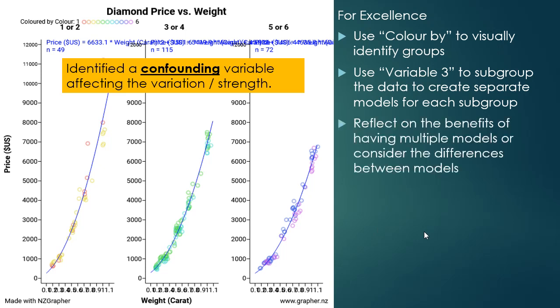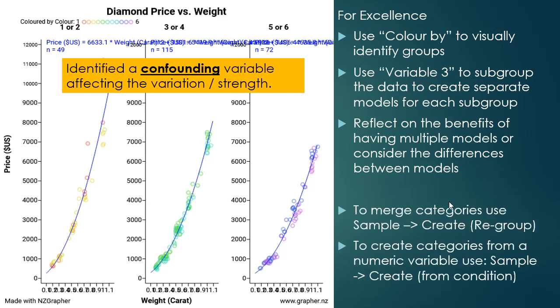So for excellence, we want to reflect on the benefits of having multiple models, or we might just want to look at the models and look at the differences between the models. So just one more point there. If we have categories, we can merge the categories by going sample and then create a new category by regrouping. And what we did here is for a numeric variable, we've gone sample and then create a new variable by condition. So we've created a category variable and it's been by condition.